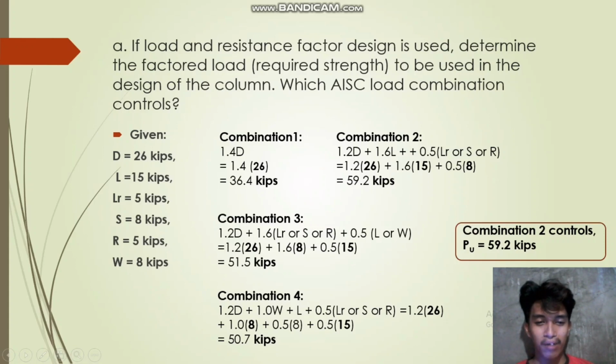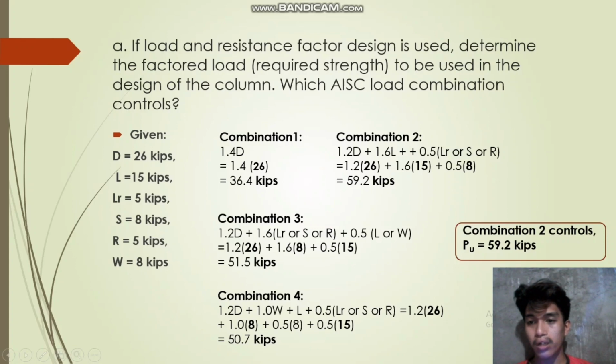Combination number 4: 1.2 dead load plus 1.0 wind load plus live load plus 0.5 roof load or snow load or rain load equals 1.2 times 26 plus 1.0 times 8, dahil snow load ang pinakamataas. Then, plus 0.5 times 8 plus 0.5 times 15 equals 50.7 kips.